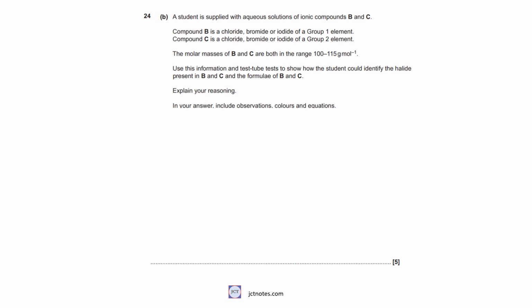In part B of question 24, we are informed that a student is supplied with aqueous solutions of ionic compounds B and C. We know that compound B is a chloride, bromide, or iodide of a group 1 element, meanwhile compound C is a chloride, bromide or iodide of a group 2 element. Their molar masses are both in the range 100 to 115 grams per mole. We are asked how the student could identify the halide present in B and C and their formulae.